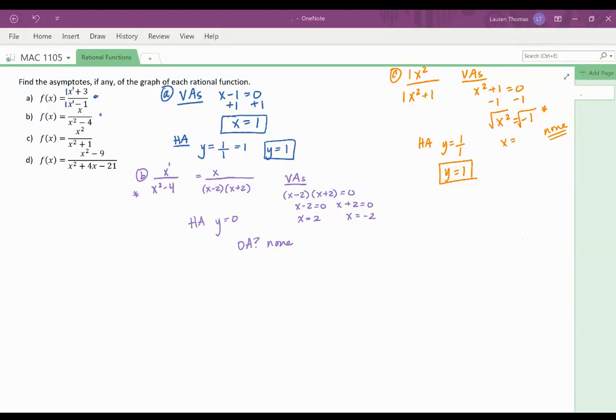All right, so let's finish out this group of examples. So we're going to find the asymptotes for this last function in D. F of x equals x squared minus 9 over x squared plus 4x minus 21. So remember, before we find any asymptotes, we need to put it in lowest terms, okay? So lowest terms, let me rewrite this problem.